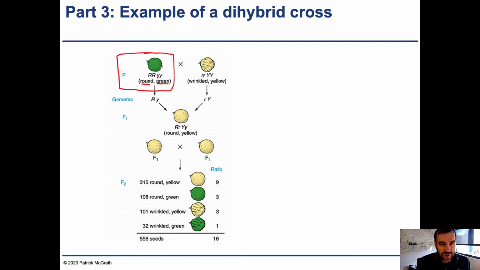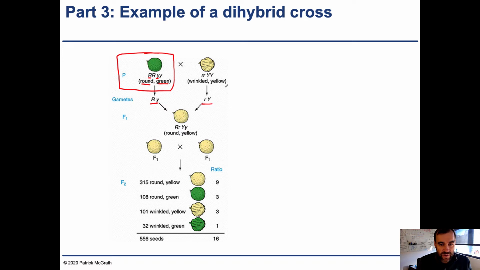You'll notice that there are two different characters that are different. One character is the round versus wrinkled, so the smoothness, and the other is the color. So we have two different characters that differ. If we create an F1 individual, we cross these together. Again, there's only one gamete that gets produced. This individual has to pass on the big R allele of the R gene, and it has to pass on the little y. So if we look at the genotype of the gamete, it looks like this, and there's only one possible gamete that it can produce.